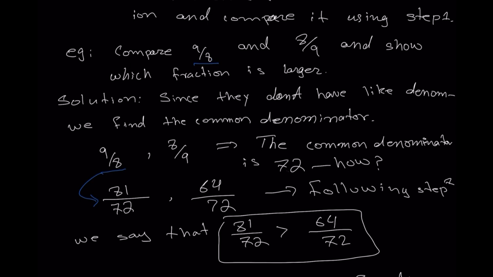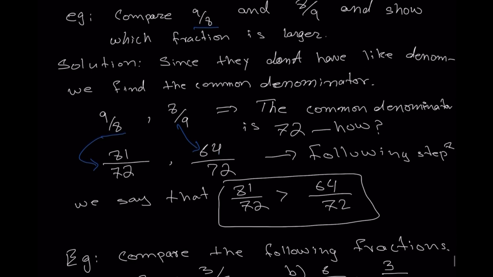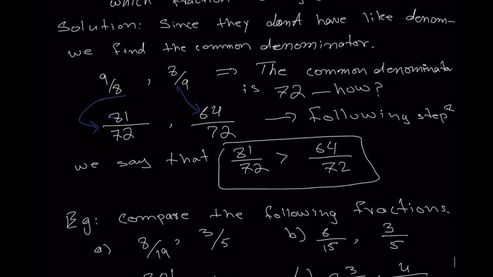Now 72 divided by 9 will give me 8. 8 times 8 is 64. And this is the new equivalent fraction for this one. We just created the same denominators. Now from rule 1 we can say that with the same denominators, the bigger fraction is the one that has the bigger numerator, and 81 is bigger than 64. Thus 81 over 72 is bigger than 64 over 72, or 9 over 8 is larger than 8 over 9.